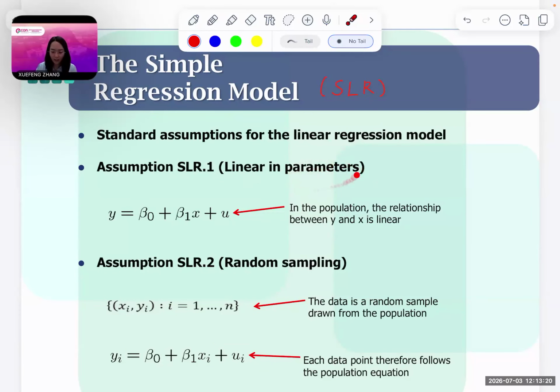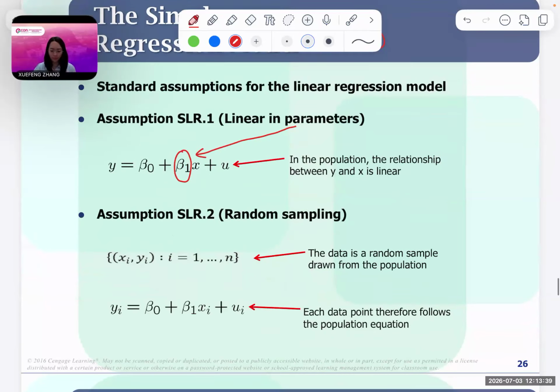Okay, linear in parameters. In the population, the relationship between y and x is linear. Okay, be careful here. Linear in parameters. Okay, so beta 1 should be linear. Second assumption, random sampling. I think I mentioned this one many times, okay? Random sampling, the data is a random sample drawn from the population. Each data point therefore follows the population equation, okay?